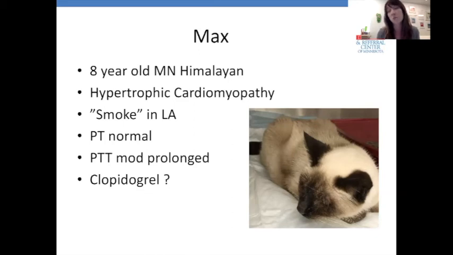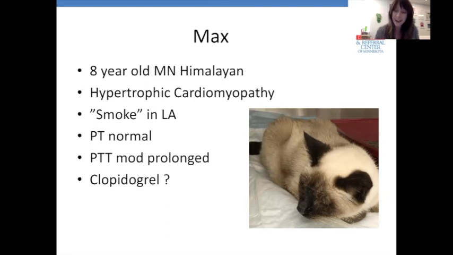During his echo, we saw smoke in his atrium. Max, interestingly, had a totally normal PT, normal PTT, normal platelet count. And so with HCM, we often will put these guys on Plavix, Clopidogrel, which will hopefully decrease the tendency to form clots. So the question was, would we put Max on Clopidogrel as we normally would have in a cat with HCM to this degree with smoke in their left atrium or tiny little clots? And typically we would have.